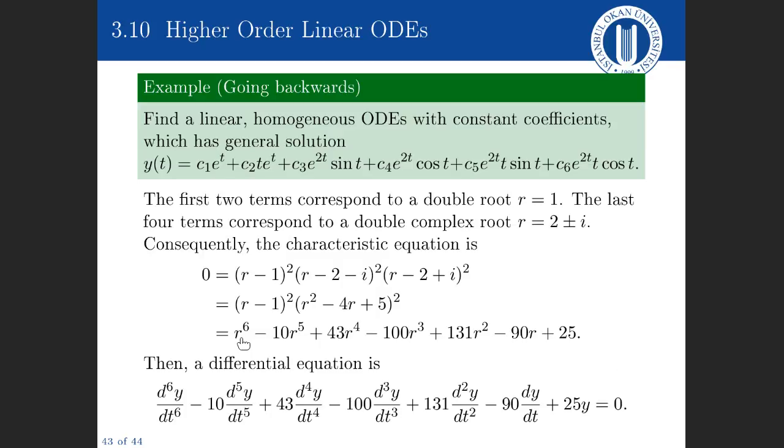Instead of 1 r to the 6, we would have 1 d6y dt to the power 6. Instead of minus 10 r to the power 5, of course we have minus 10 and then 5 derivatives of y. Instead of plus 43 r to the power 4, we have plus 43 and then 4 derivatives of y, and so on. And because it's homogeneous, in the end we have equal to 0.